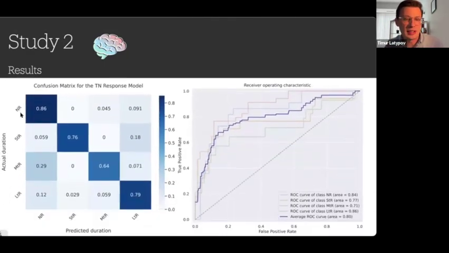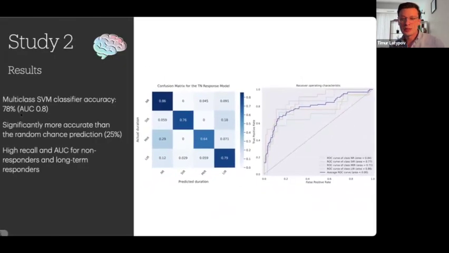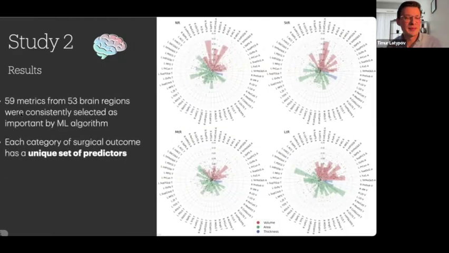Then we looked at the imaging data analysis using the machine learning classifier. And this model, in fact, was able to accurately predict different categories of the surgical outcome, especially the ones for non-responders and the people who will be completely pain-free, like long-term responders. So on average, the model also performed very well, achieving 78% accuracy, which is significantly higher than the random chance prediction for this type of model. Because it's a multi-class classifier, it's 25%, and we definitely outperformed that. So the important predictors for this model included 59 metrics from 53 brain regions.